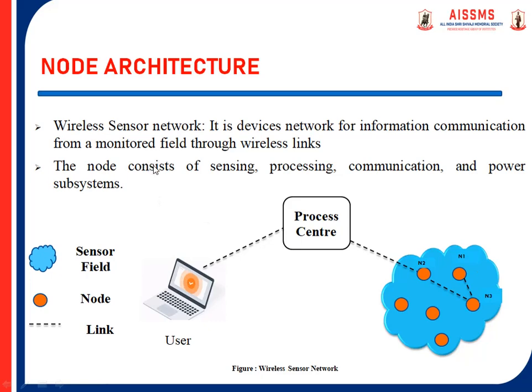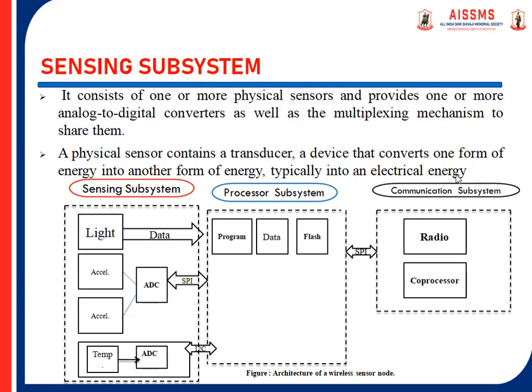The role of a node consists of sensing, processing, communication and power subsystems. Sensing subsystem: it is the part of a wireless sensor network which consists of sensors, analog to digital converter and multiplexing unit. The main component is the sensor, which contains a transducer that converts one form of energy into another form. This diagram indicates the architecture of a wireless sensor node. Under that, the sensing subsystem consists of sensors such as light, accelerometer and temperature, and an analog to digital converter.